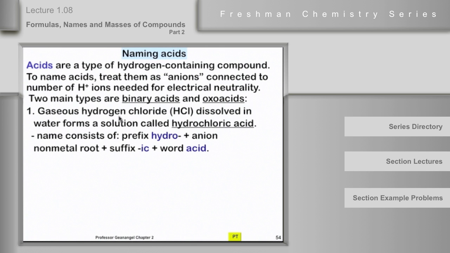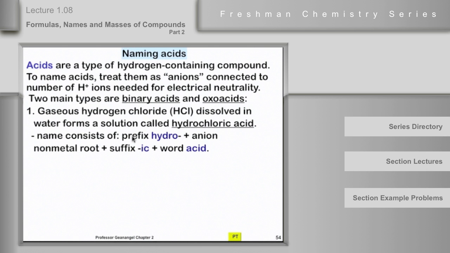So in the first case, gaseous hydrogen chloride, it comes as a gas, hydrogen chloride, dissolves readily in water, and when it does so, it forms a solution that the label on the bottle says is hydrochloric acid. If you go up and pick up hydrochloric acid, it was made, in most cases, by dissolving the gas, hydrogen chloride, in water.